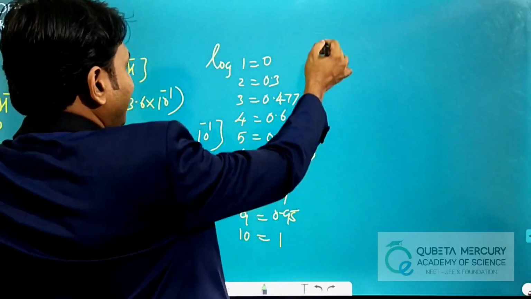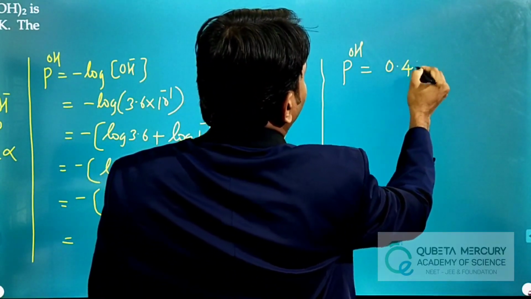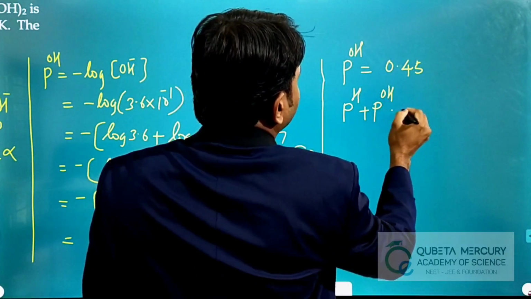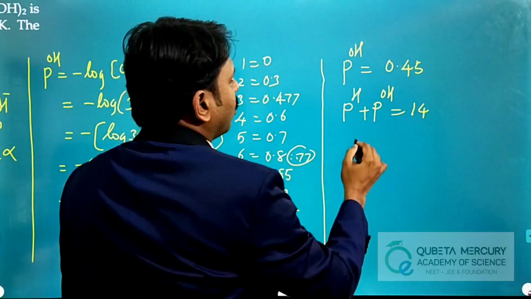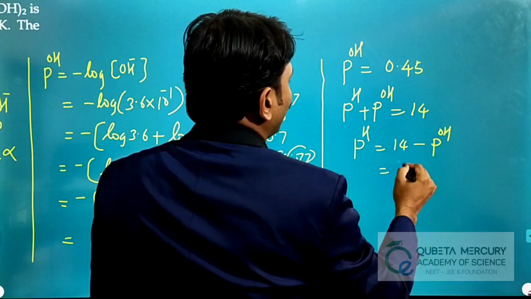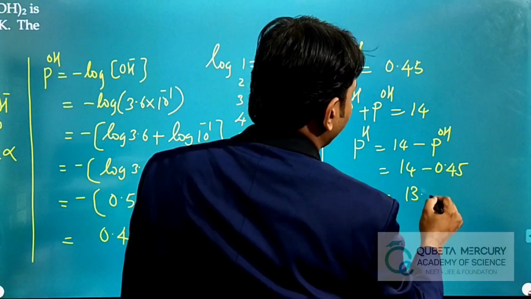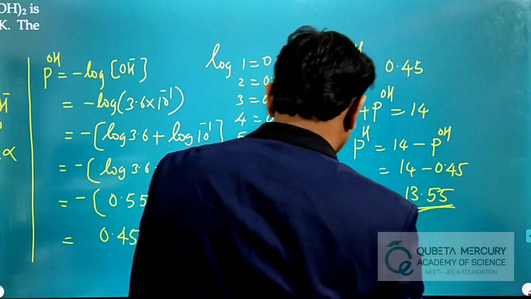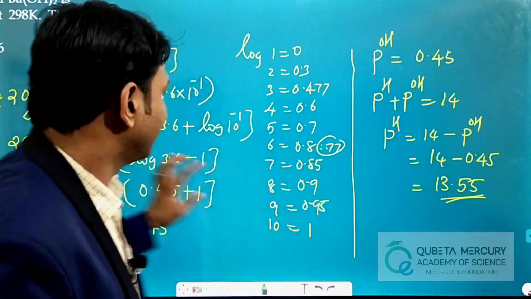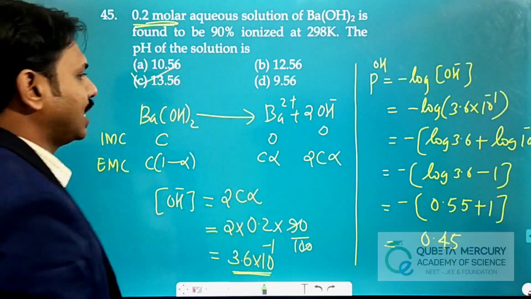Actually, we need to find out pH. Now, the value of pOH is found to be 0.45. And we have already studied that pH plus pOH equals 14, or pH equals 14 minus pOH. 14 minus 0.45 will be around 13.55, so the value of pH will be 13 point something. Let me check the option close to this answer. Yeah, here is 13.56. This is the right answer.